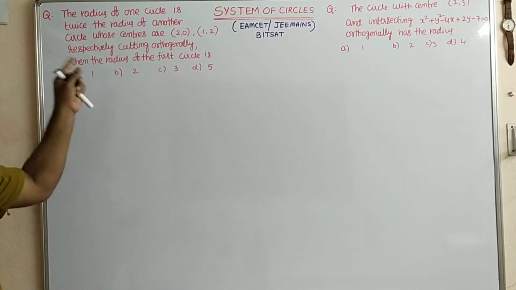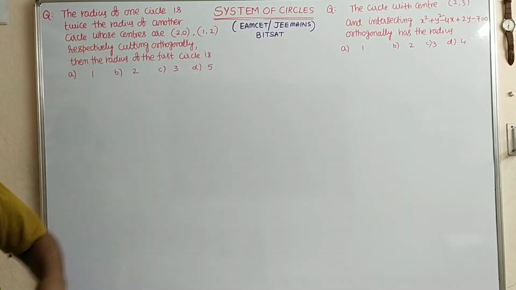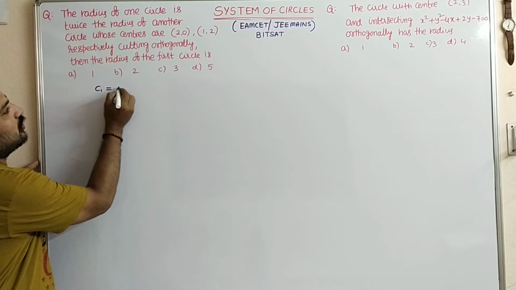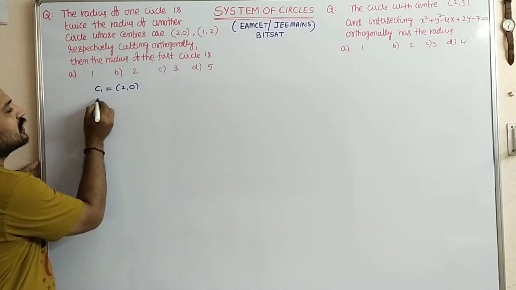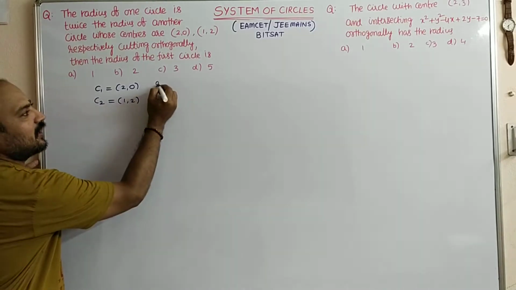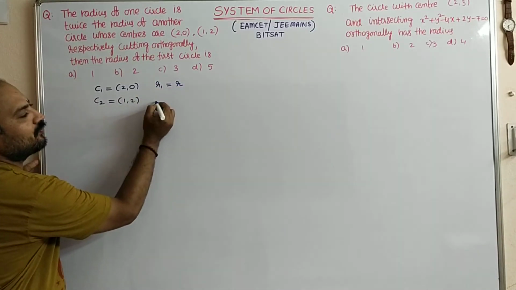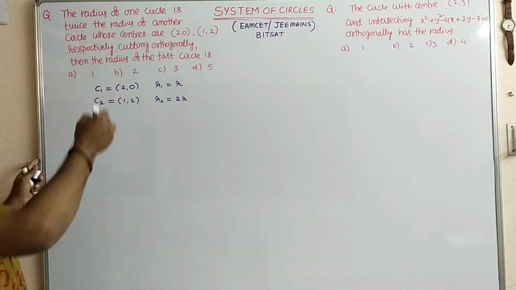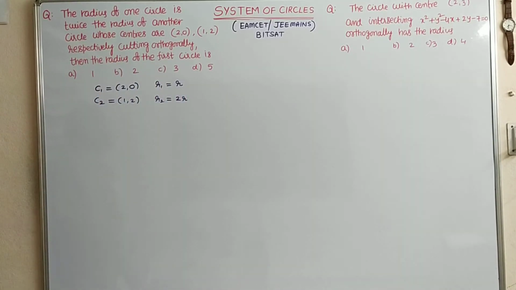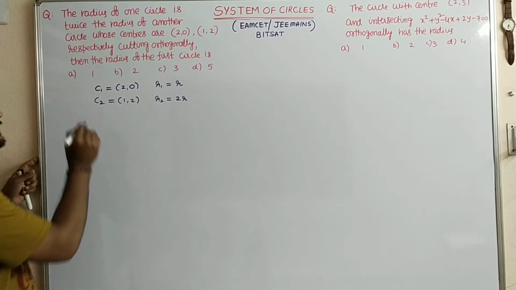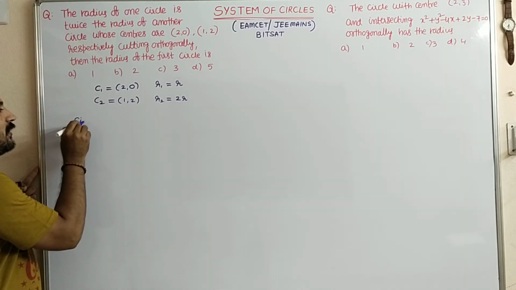Now step by step. The radius of one circle is twice the other circle. So the first circle's center is C1 equal to (2, 0). The second circle's center is (1, 2). The first circle's radius R1 is equal to r. The second circle's radius R2 is equal to twice the first circle's radius, so 2r. And one more condition is given: cutting orthogonally.